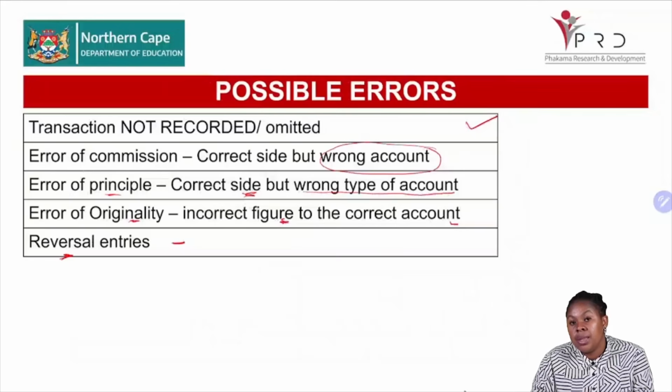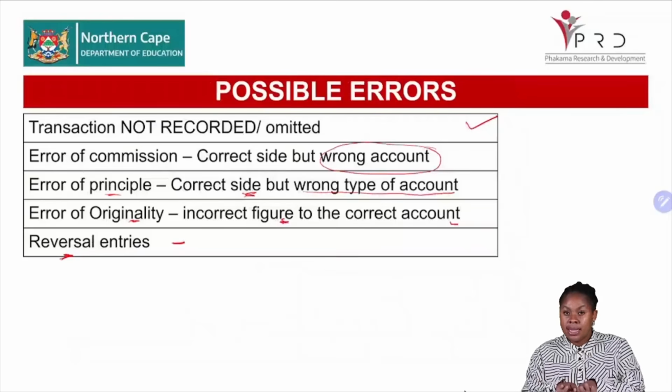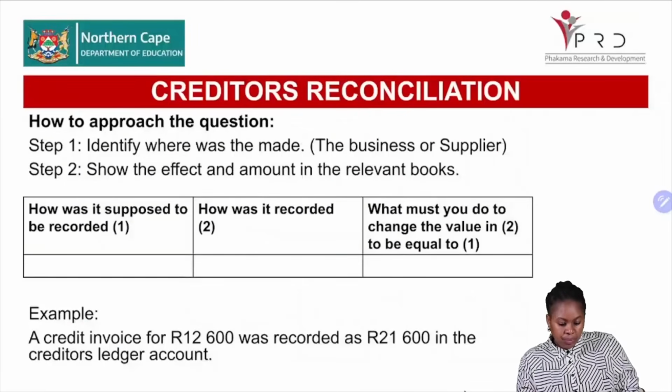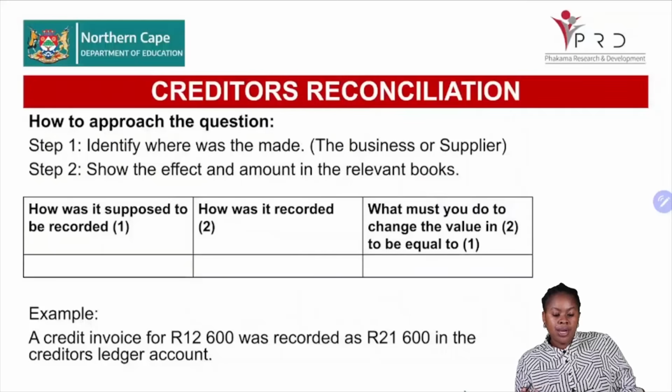Then that's a double entry question. You add back the correct amount so that you cancel it, and then you add it so that it actually appears the way it's supposed to appear. All right. Now, how do you approach creditors reconciliation? It seems very difficult, but it's actually quite easy.